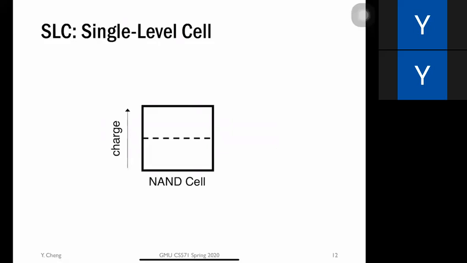If you take a look at this example, the Y dimension represents the charge level. And there's a threshold in the middle. Below the threshold, it represents a state, and above the threshold, it represents a different state. Basically, you use these two different states to represent binary data, 0 and 1. Above the threshold, it represents a value of 1, and below the threshold, it represents a state of 0. So this is SLC.